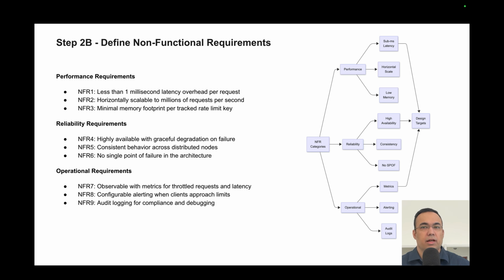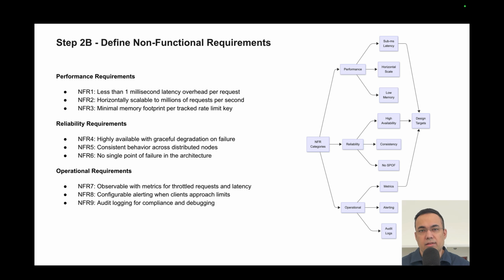NFR2, and NFR just means non-functional requirements, number 2 states that we should be horizontally scalable to millions of requests per second. Our rate limiter should not become the bottleneck. NFR3 states that we should have a minimal memory footprint per tracked rate limit key. With millions of users, memory efficiency matters.